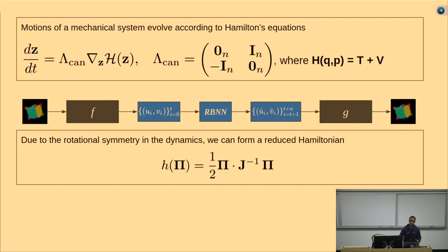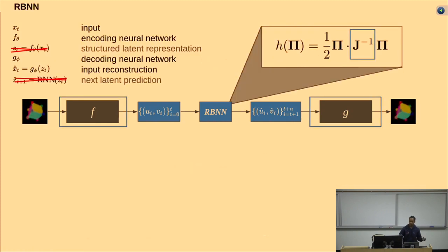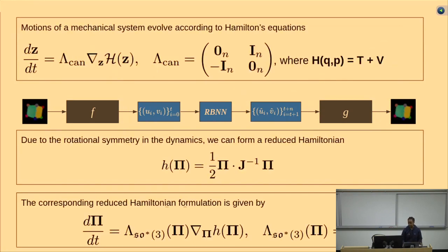But then because we have this rotational symmetry for this system, we can write a reduced dynamics on a 3-dimensional space, which is the Lie coalgebra of SO(3). This reduced Hamiltonian is given by this equation here, where J is the moment of inertia. The corresponding reduced Hamiltonian formulation is shown here with an alternative symplectic form. And all of that, this final equation, is incorporated into our RBNN module.